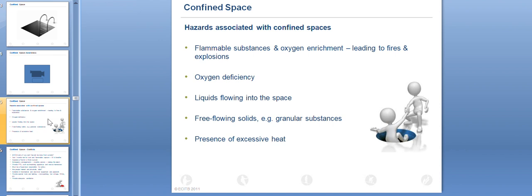So what are the hazards in a confined space? Hazards associated with confined spaces include flammable substances and oxygen enrichment leading to fire and explosion, oxygen deficiency, liquid flowing into the space, free-flowing solids, and the presence of excessive heat. The temperature increases, there is no ventilation, and the heat keeps increasing.